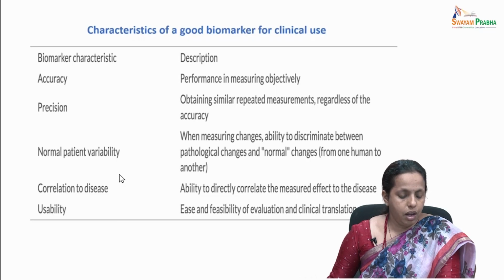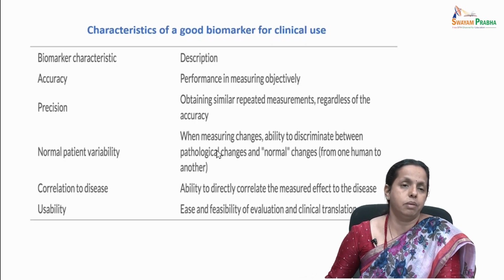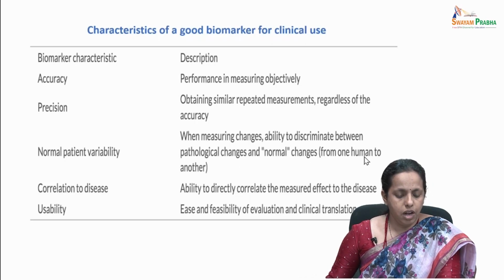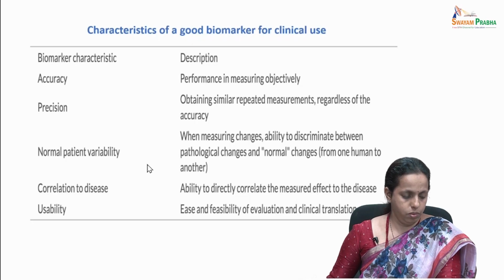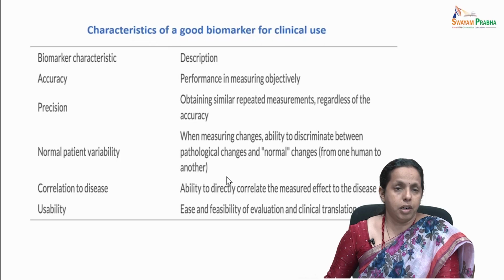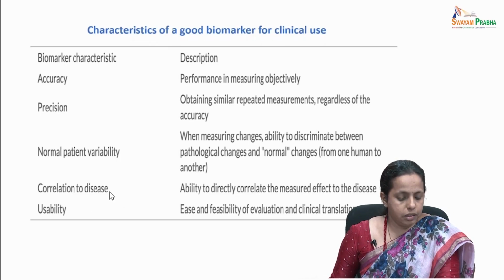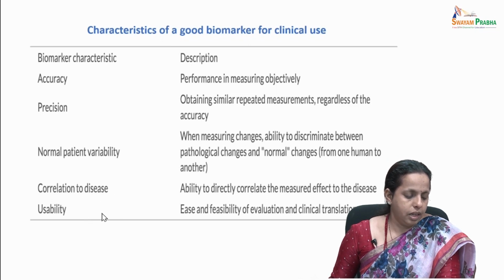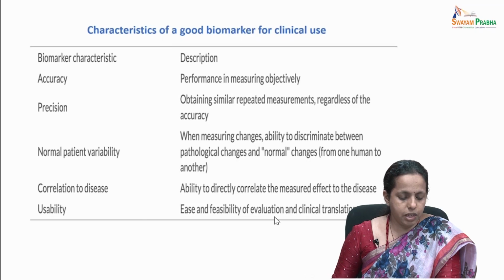Then, with normal patient variability, when you have a change in measurements, it should be able to discriminate between pathological changes and normal changes from one human to another. It should differentiate sample to sample variation, and we should be able to directly correlate it to the disease and the measured effect. Then usability: ease and feasibility of evaluation and clinical translation.